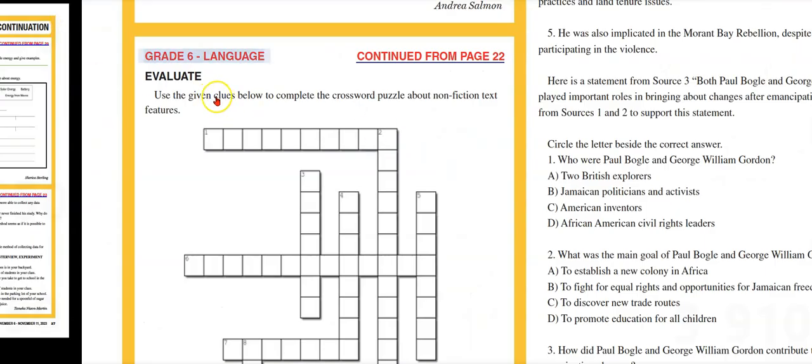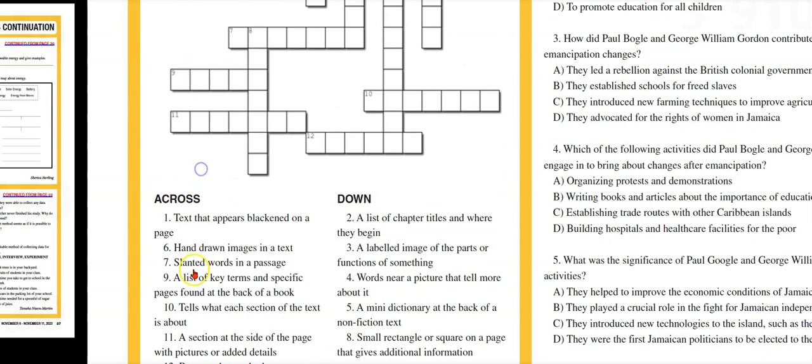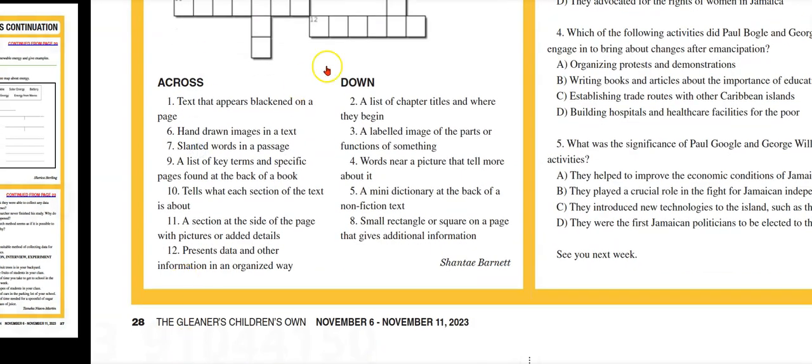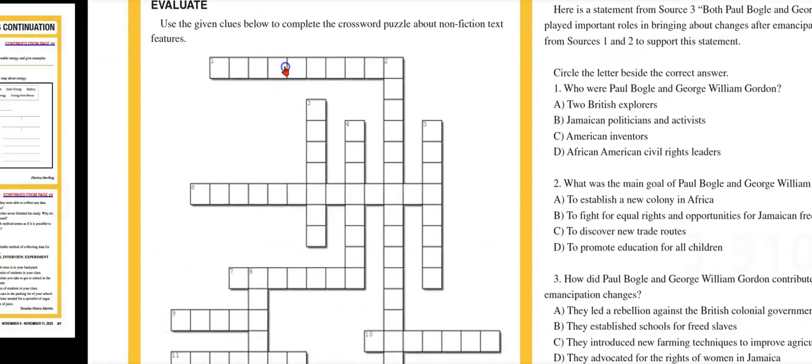All right, and here we have a crossword. It says use the clues below to complete the crossword puzzle with non-fiction text features. So here we have words across, clues for the across and clues for the down. Text that appears blackened on a page, that's one across. So I wonder if this is bold text, B-O-L-D, bold, T-E-X-T, bold, all right.